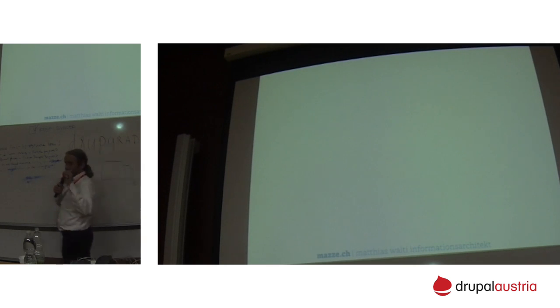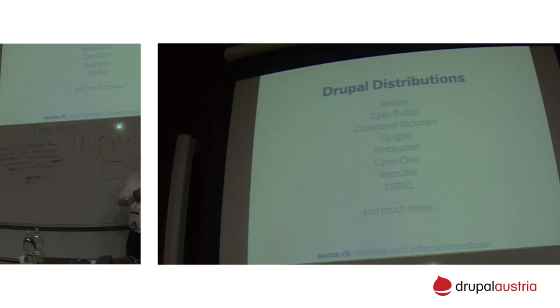This is about Drupal distributions. Does anybody know what a distribution is? Okay. Basically, I tell customers you can have Drupal in different flavors. You might know one of the most successful or oldest distributions, Atrium, which was Open Atrium before. I used Commerce Kickstart for demonstrating things. I currently use a very interesting distribution called Albino. I don't know how to pronounce it.